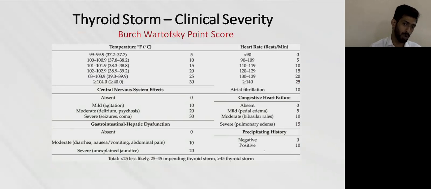The score is, I mean, I don't think we should learn the score by heart, but remember the components of the score that make the patient sicker. So when you assess the patient, these are the things to look for. One, is there a precipitant history? Is the patient in heart failure? What is my heart rate? What is my GI function? What is my temperature? And what is my sensorium level? These are the 6 or 7 things that are used. And anybody who gets a point score of more than 45 is considered to have a thyroid storm.